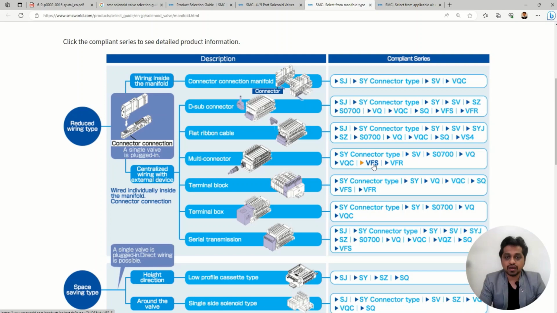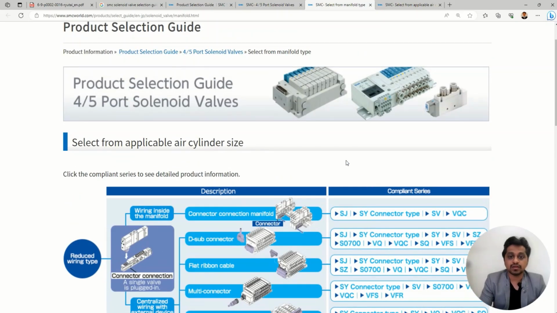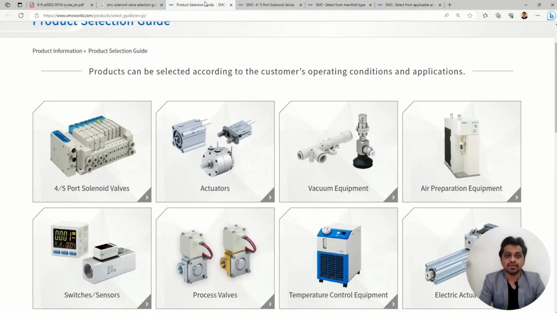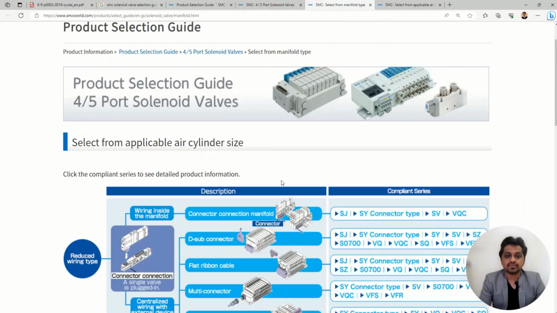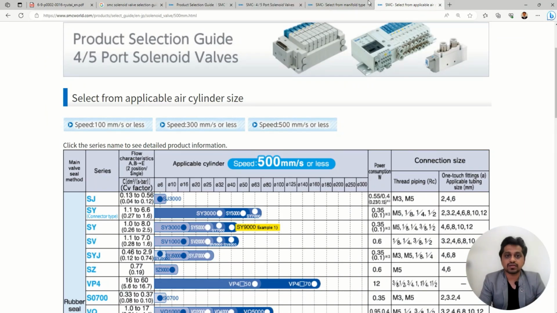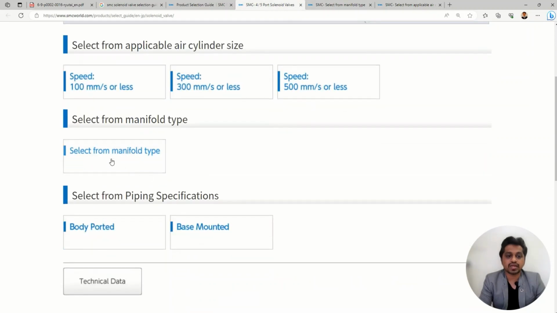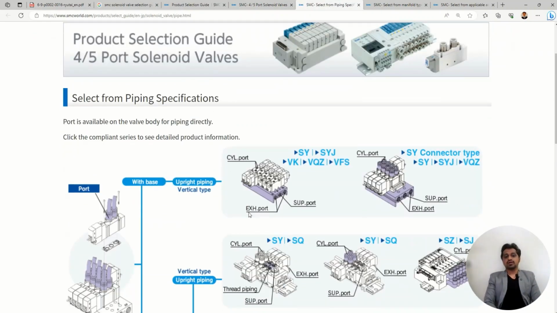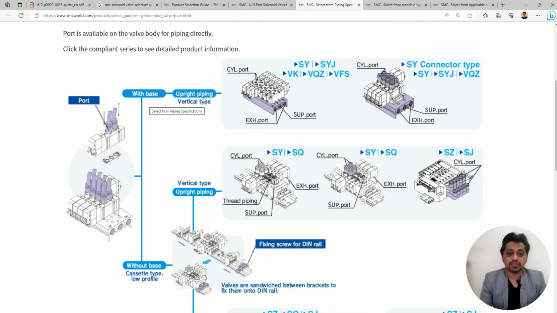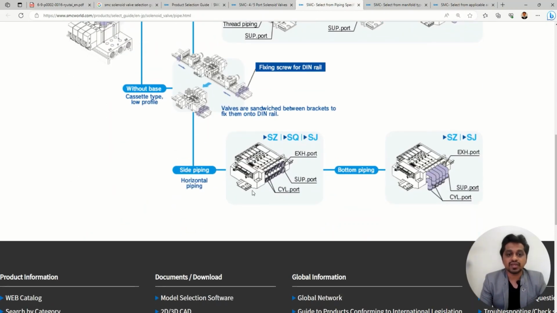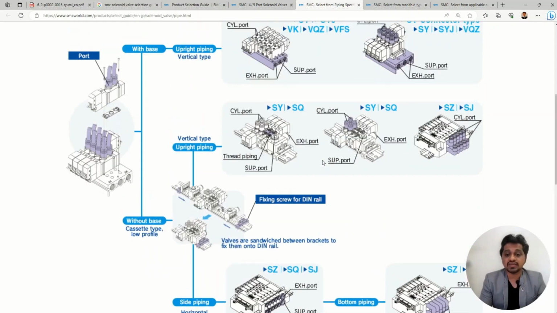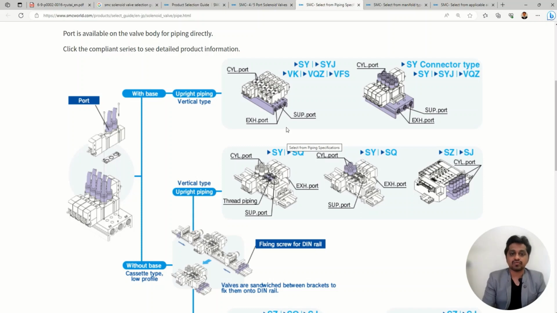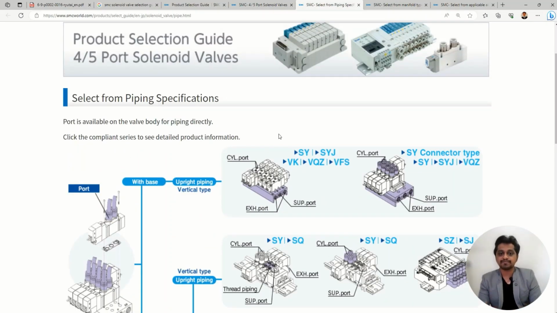So let's see the other selection criteria. What else we have? We have another type, which is the piping specification. Let's select body ported. As soon as you select the body ported, again it will show what are the types with base, upright piping, vertical type, then the other without base, what are the types, what are the series, what are the compliant series for those types. So this is how we can get summarized information, right?